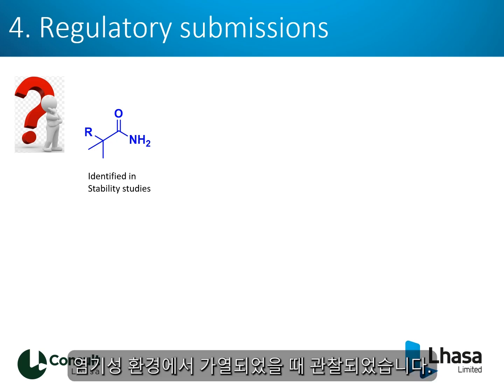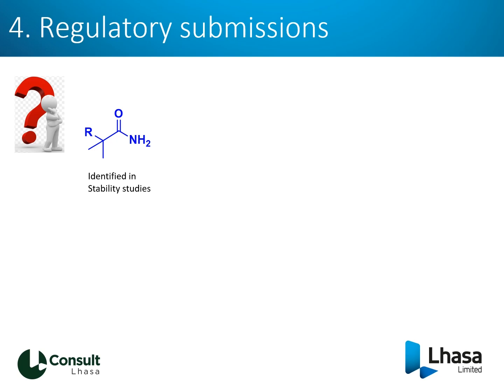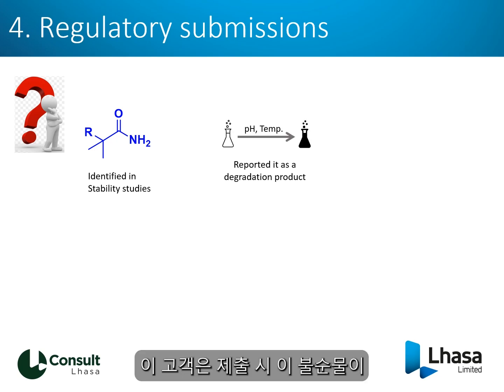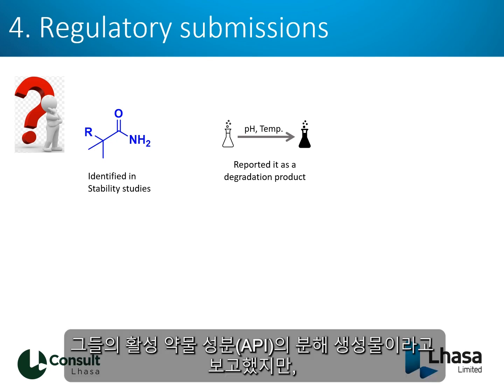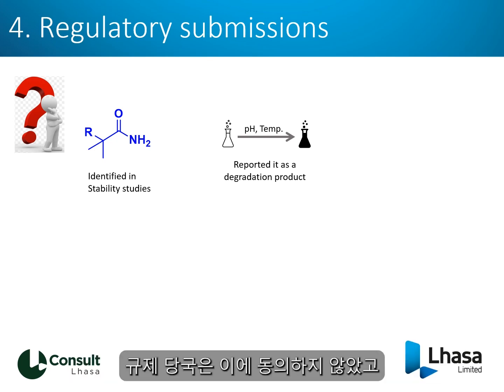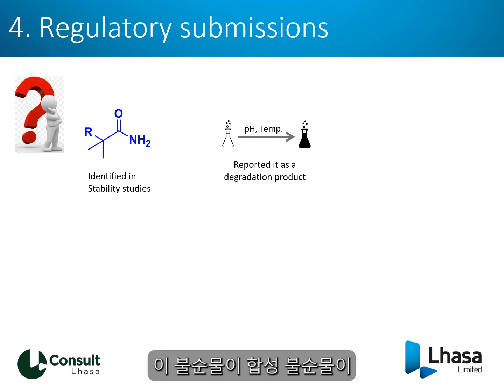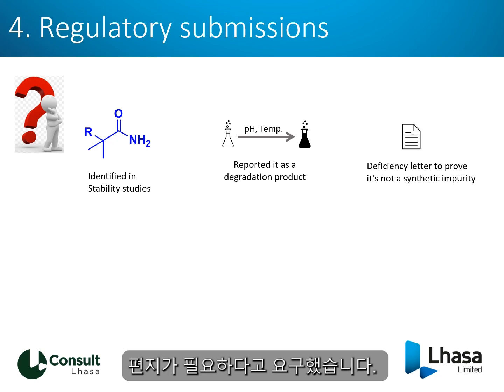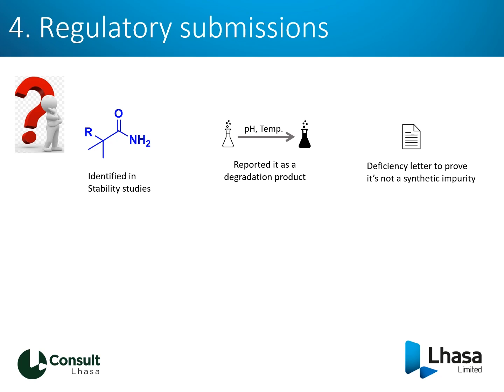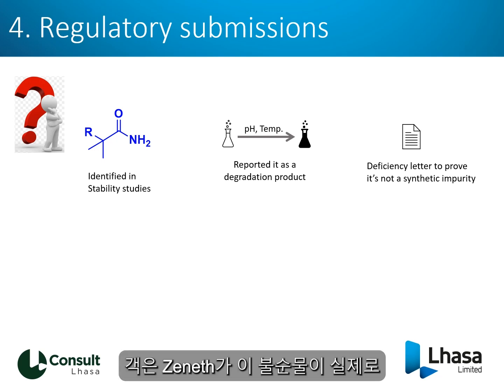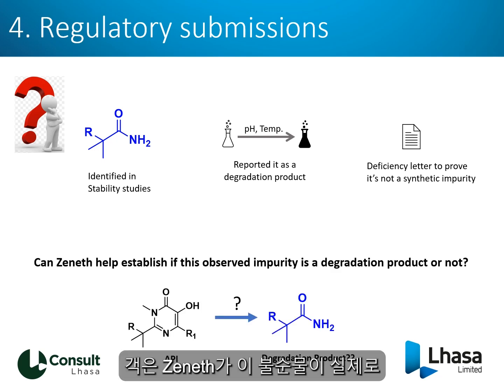And so, upon submission, this customer reported that this impurity was a degradation product of their active pharmaceutical ingredient, API, but the regulator didn't agree and required a deficiency letter to prove that this impurity was not a synthetic impurity. The customer wanted to know if Zeneth could provide further evidence to establish that this impurity was in fact a degradation product of their active pharmaceutical ingredient.